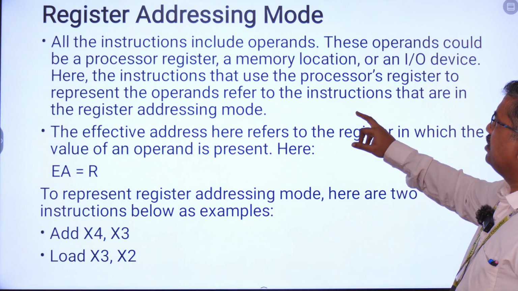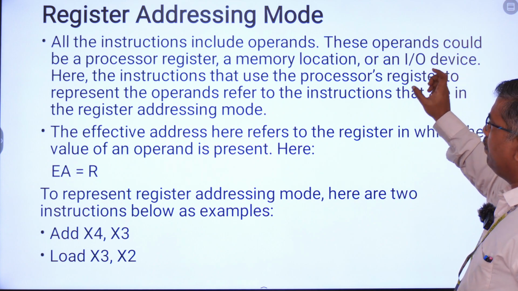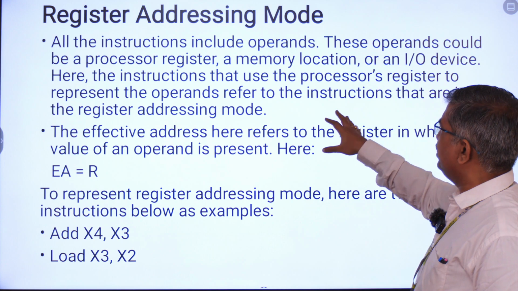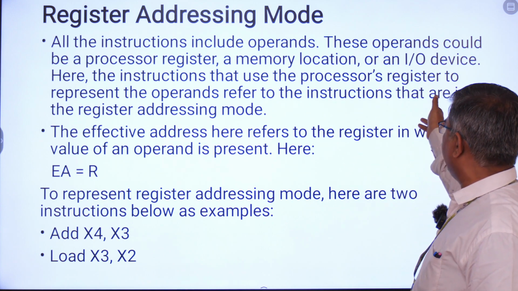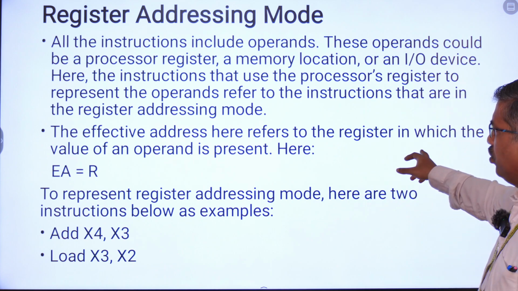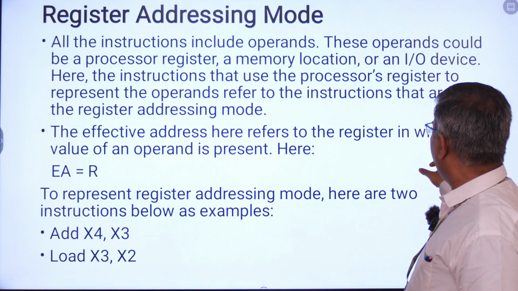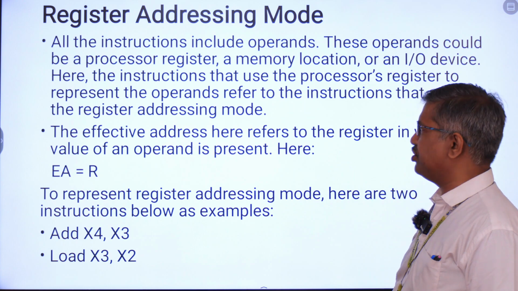So, register addressing mode. All the instructions include operands. These operands could be a processor register, a memory location, or an IO device. The instructions that use the processor's registers to represent the operands refer to the register addressing mode. So the effective address here refers to the register in which the value of the operand is present. Here the effective address is the register.